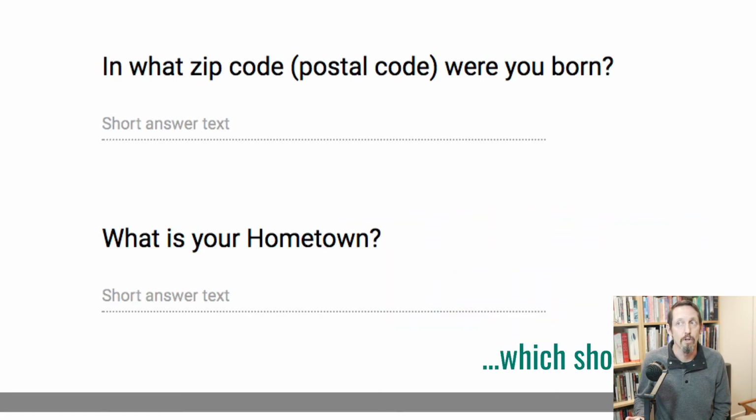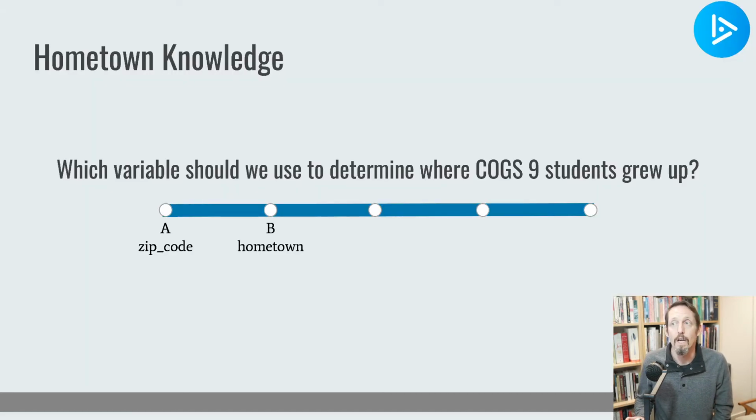So, where did you grow up? You had two questions about that. One was hometown and one was zip code. So which variable do you think we should use to determine where you grew up?